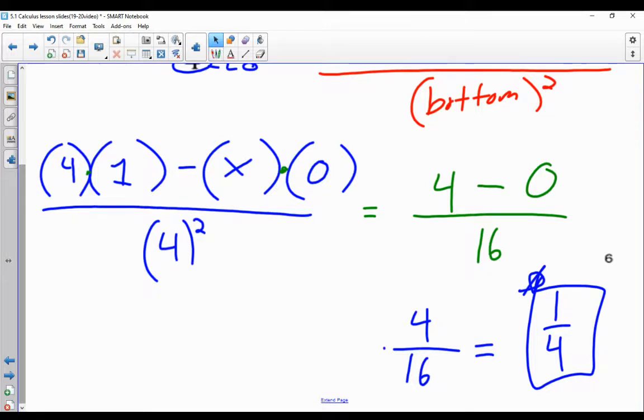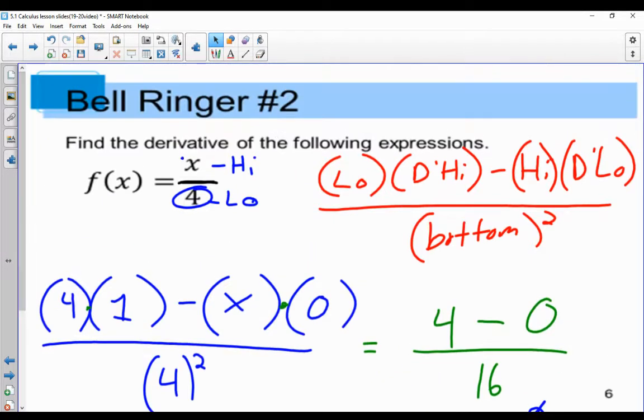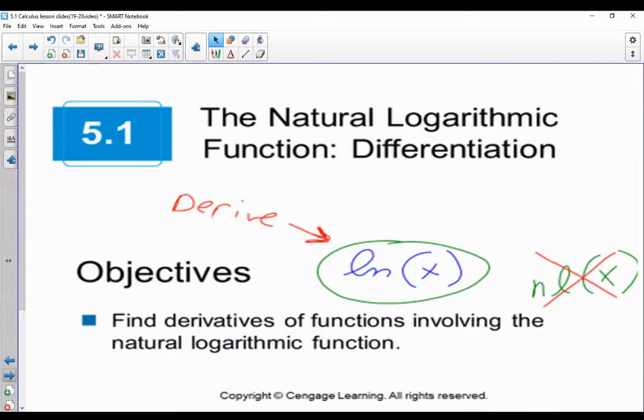But anyway, the main objective was to refresh you on the quotient rule, because there will be a couple examples where we'll have to use that. So just keep that in mind. And now let's talk about the main topic. The main topic for 5.1 is the natural log function and how we're going to derive it.